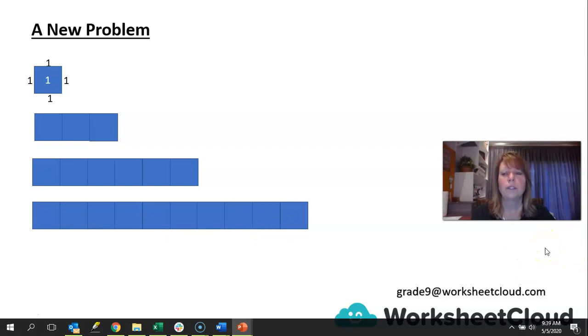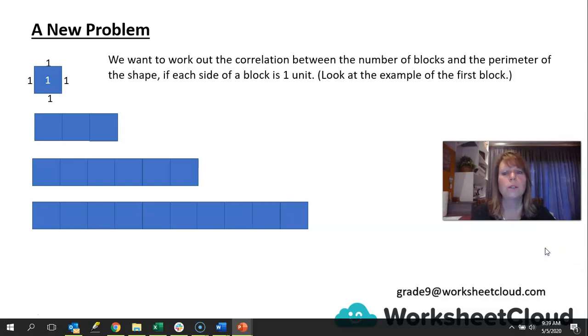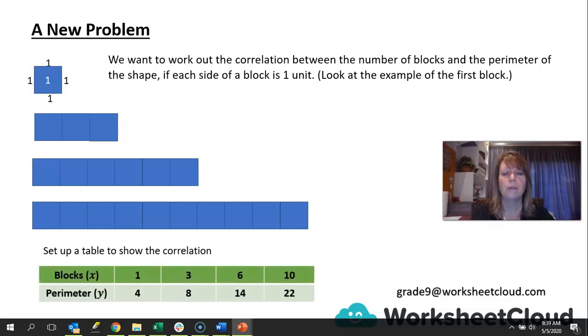Okay, the first thing to do would probably, we want to work out the correlation between the number of blocks and the perimeter of the shape. If each side of a block is 1 unit, look at the example of the first block, as you can see there, and we've been over that. So the first thing to do, as I was starting to say just now, is to put in a table. So to work out what would go in the table. Okay, so set up a table to show the correlation. And there we have a table.